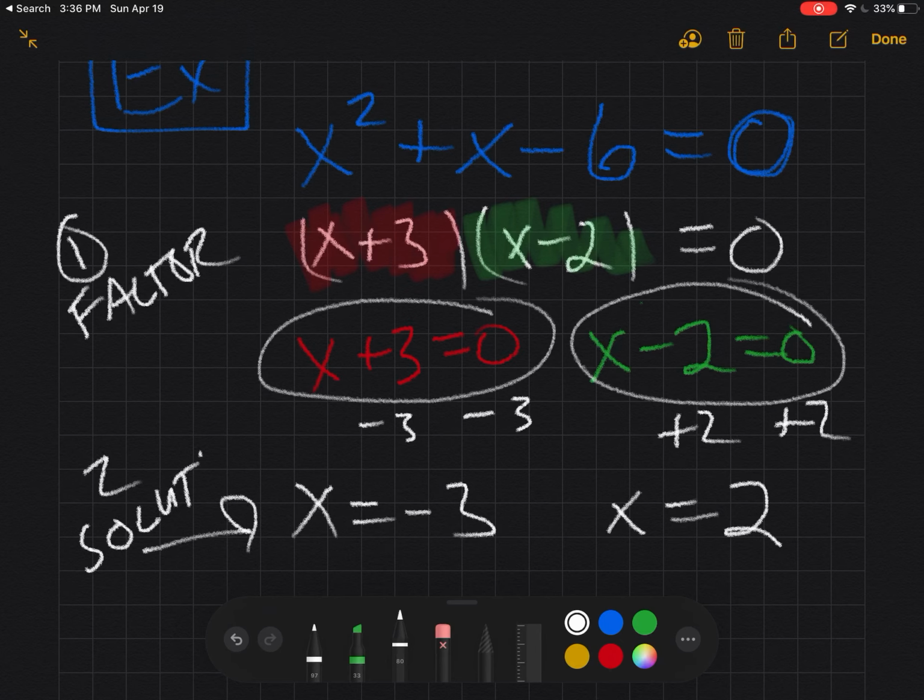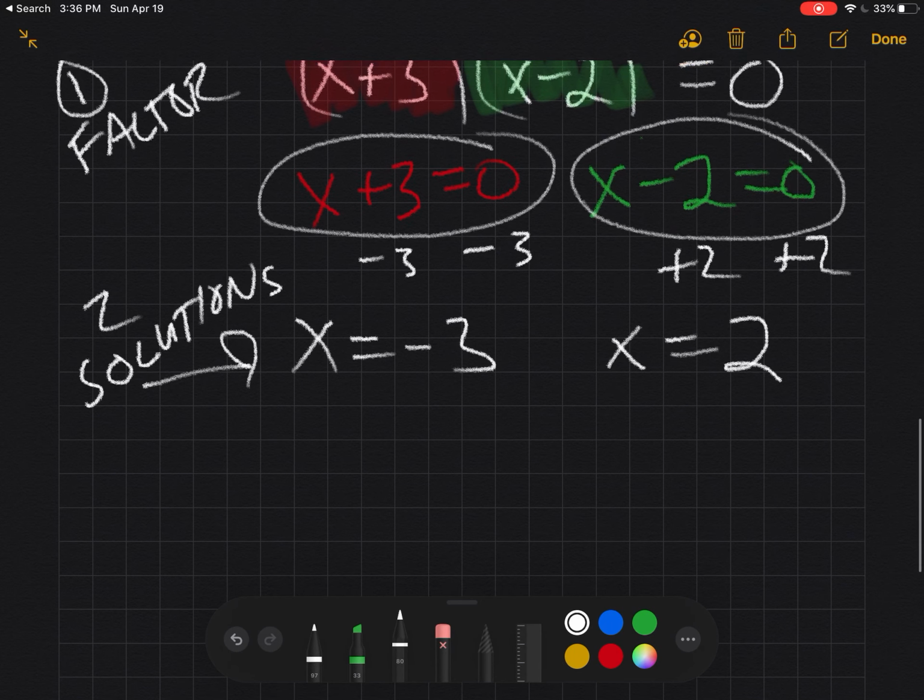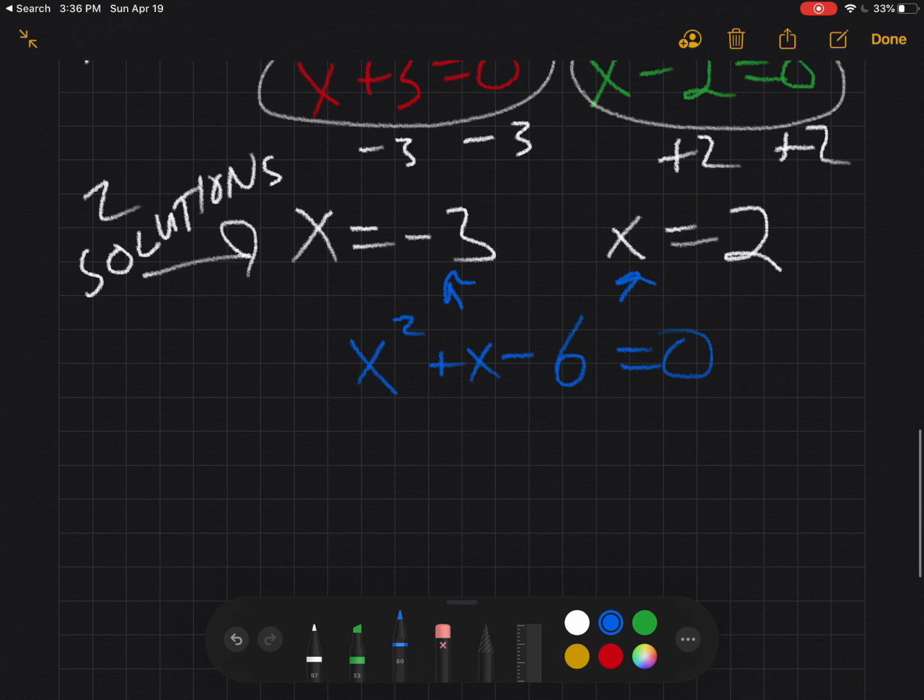And then I just solve each one of these little mini equations here for the value of x. So I subtract 3 from each side, x equals negative 3, add 2 to each side, and I get x equals 2. So right away you'll notice here I have two solutions.